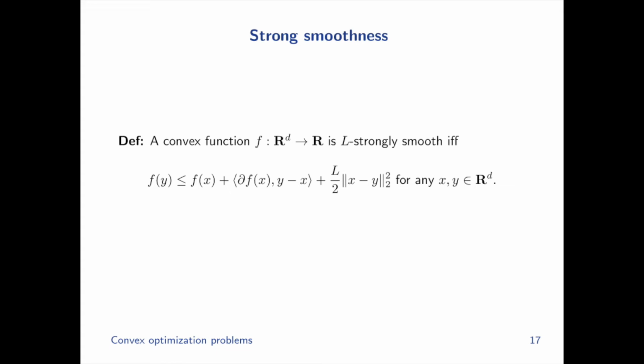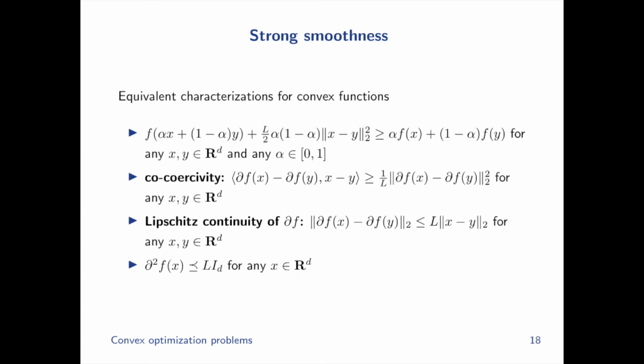Strong smoothness is in some sense the complementary assumption. It says that the function always admits a quadratic upper bound, so the function always sits below the first order Taylor expansion plus a quadratic term. The constant in front of this quadratic term is the strong smoothness constant. And this again has to be true for any points x and y, just like in the strong convexity case. The fact that strong smoothness complements strong convexity, you see in all the other characterizations as well.